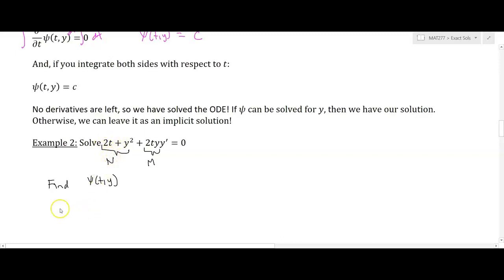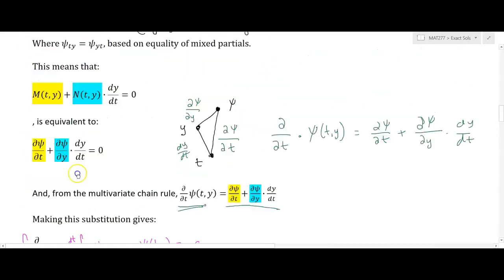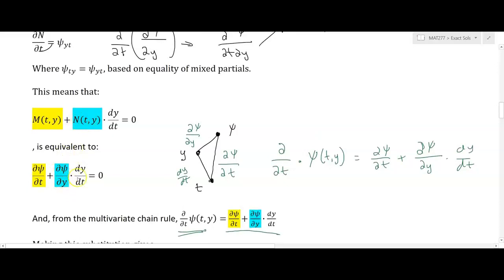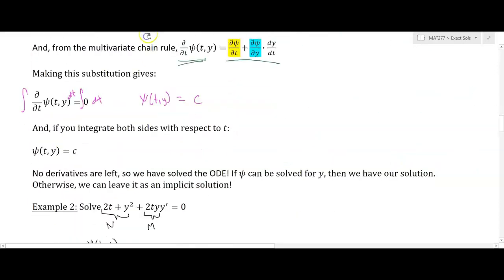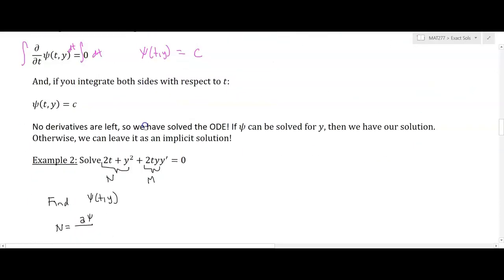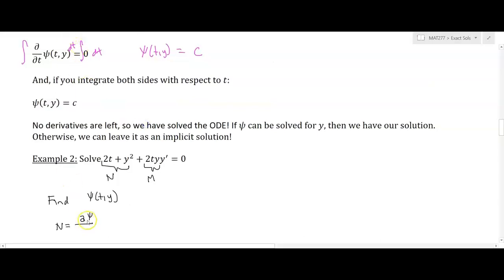Okay, well let's think about what this means. n we said is the derivative of psi with respect to t. So n is the derivative of psi with respect to t. That means that the derivative of psi with respect to t is equal to 2t plus y squared.